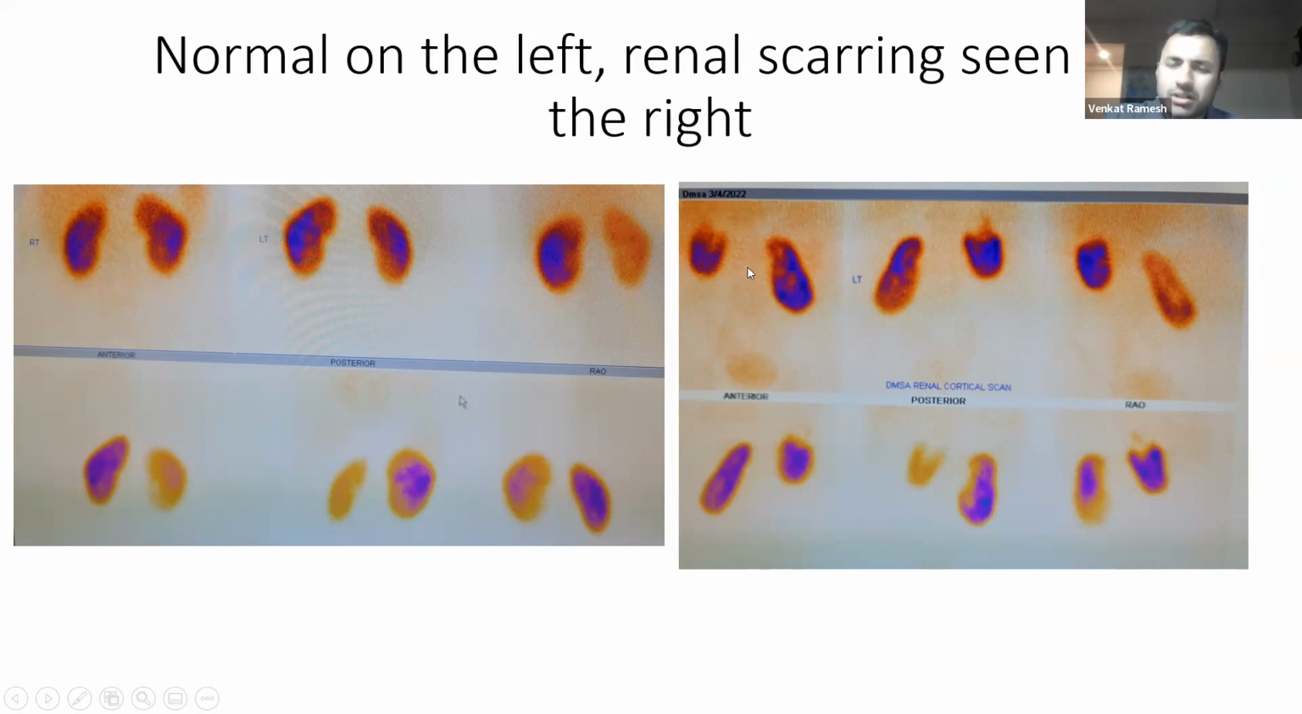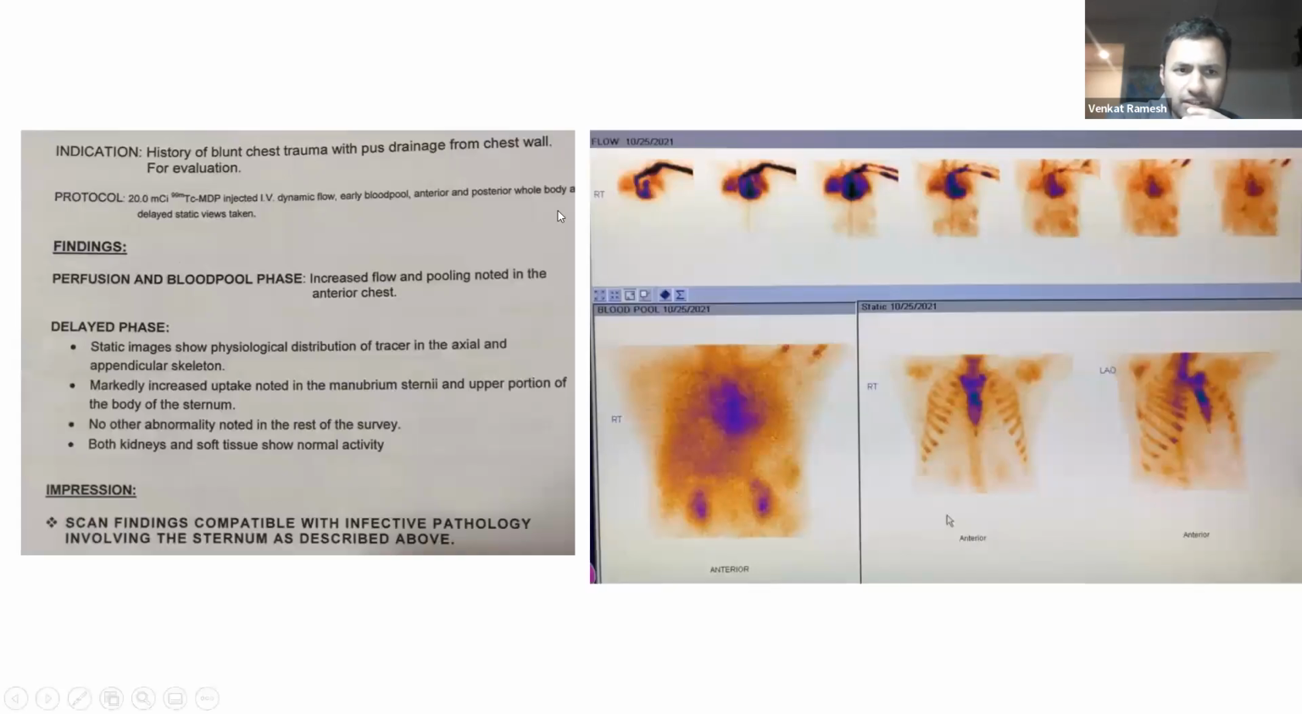But there are some patients who present a little more insidiously with renal dysfunction, loin pain, etc. And in those patients, a DMSA scan is usually ordered. So another thing very, very importantly is osteomyelitis. And I hope to take another 15 minutes. So osteomyelitis is... I'll just give you a few cases that we have done.